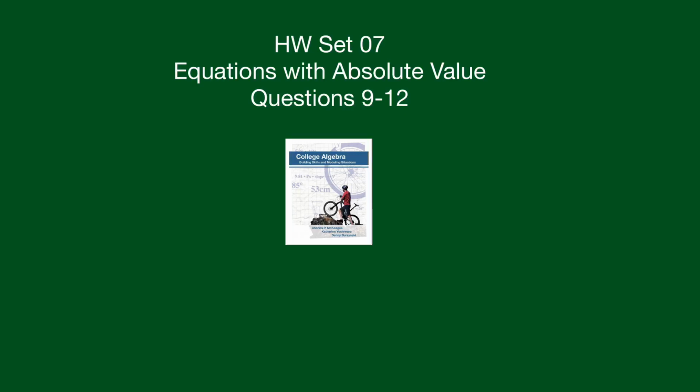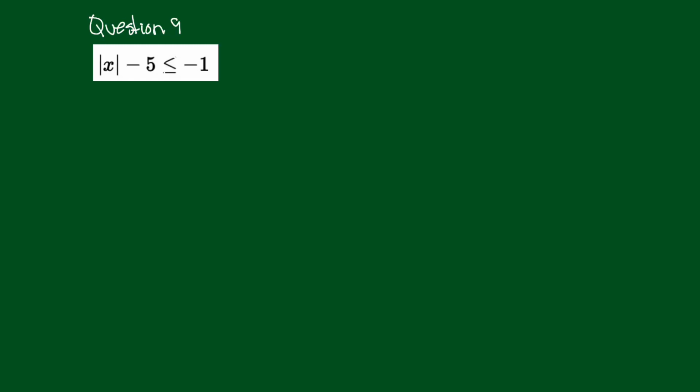This is homework set 7, questions 9, 10, 11, 12. Question 9 gives us an inequality this time, not an equation that involves an absolute value. So I'm going to use that template that we had for the interpretation, because that'll show you exactly why we're going to write what we're going to write. And then later we could use a shortcut. But for right now, let's see why this works.